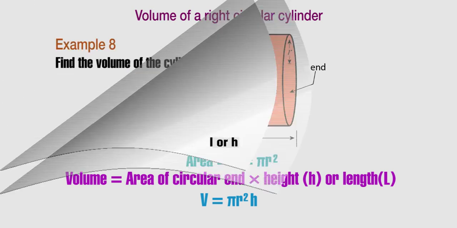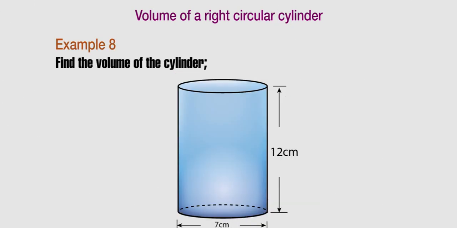Let's look at an example. Find the volume of the cylinder shown on your screen. It has a base diameter of 7 centimeters and a height of 12 centimeters. In this question, we assume pi to be equal to 22 over 7. Now let's look at the solution.